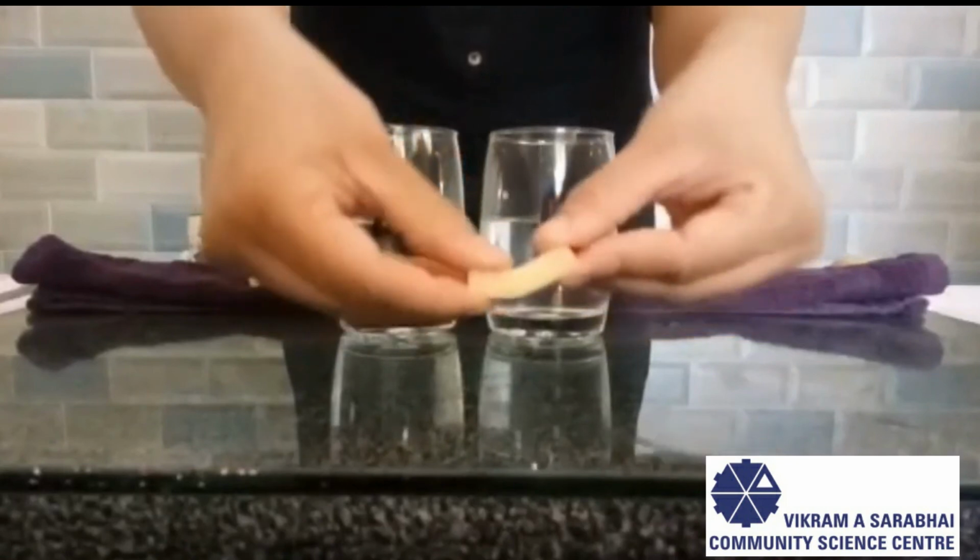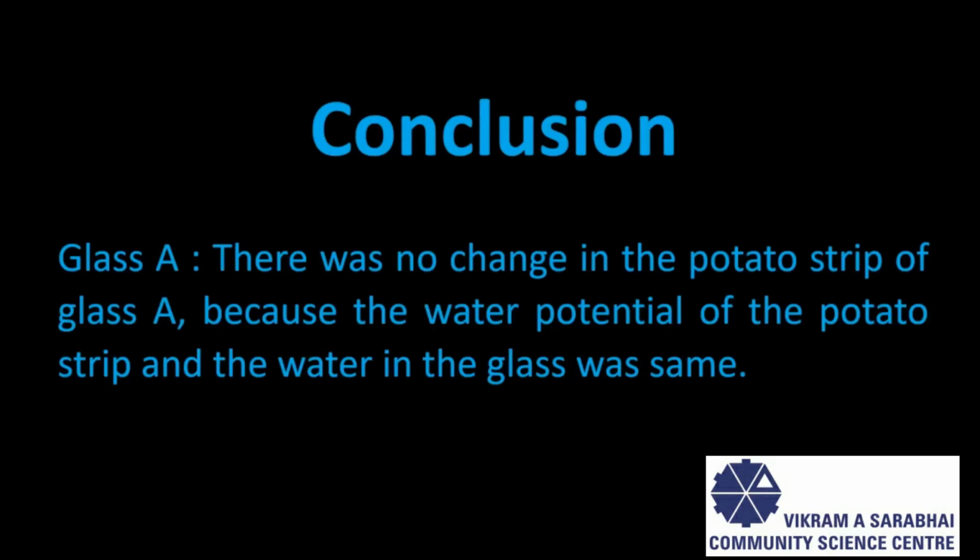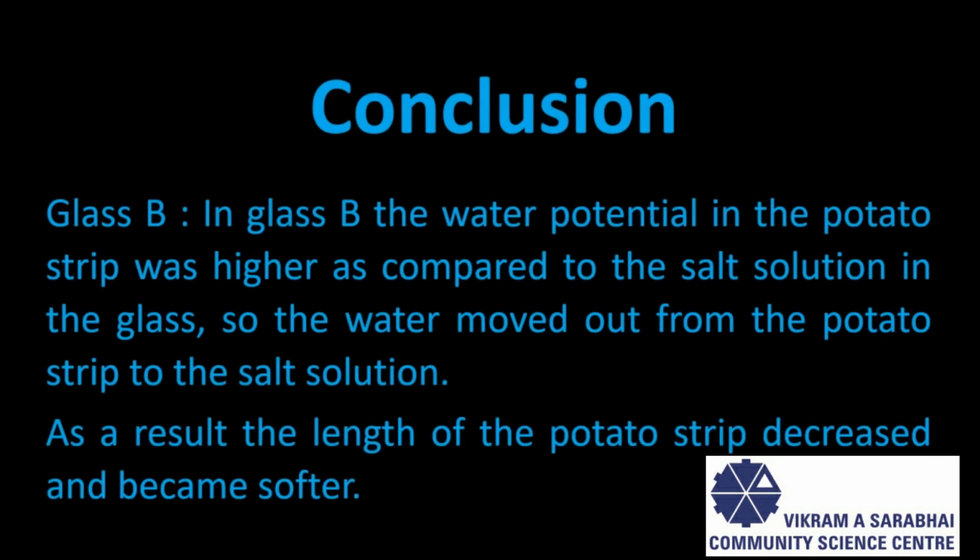So, in this experiment, there was no change in the potato strip of glass A because the water potential of the potato strip and the water in the glass was the same. Whereas in glass B, the water potential in the potato strip was higher as compared to the salt solution in the glass. So, the water moved out from the potato strip to the salt solution. As a result, the length of the potato strip decreased and became softer. In this experiment, the potato cell wall worked as a semi-permeable membrane.